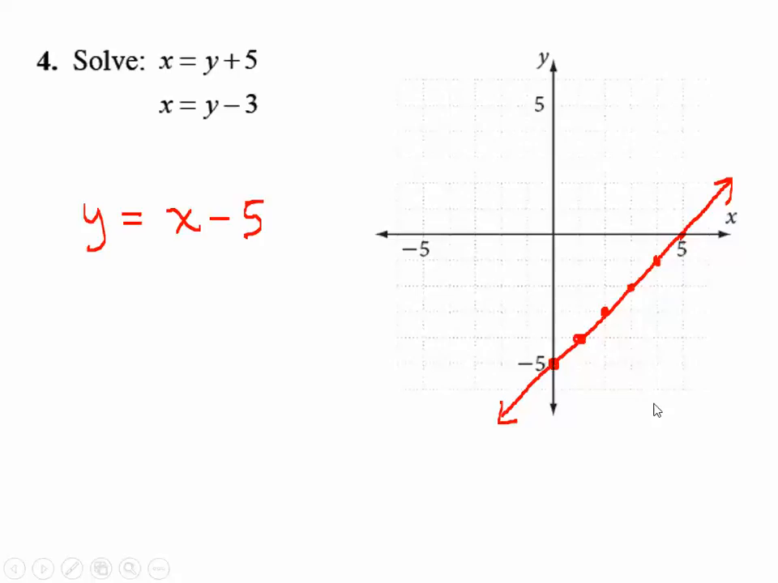Alright, you guys get the next one. You can graph x is equal to y minus 3. Again, don't like the fact it's solved for x. Would really appreciate it if it's solved for y.